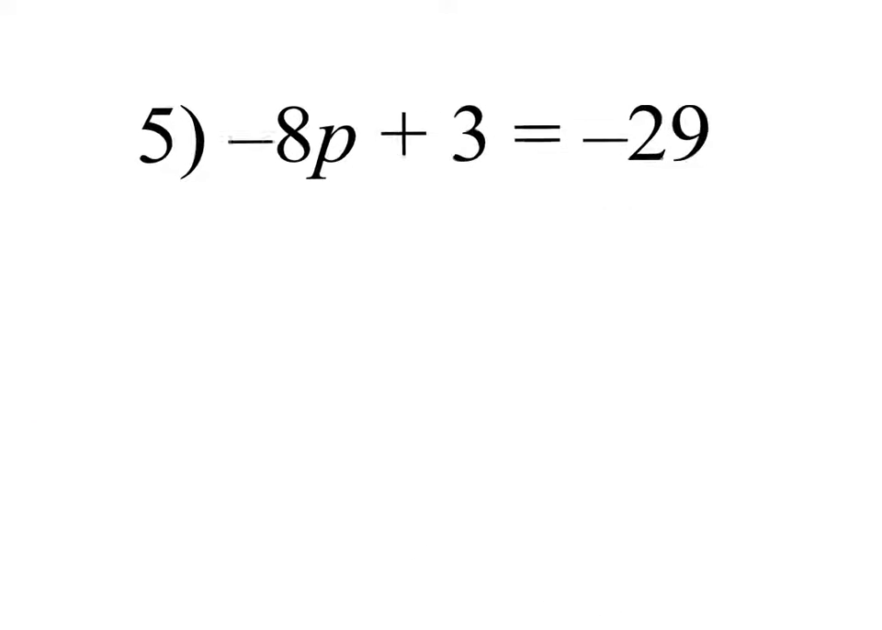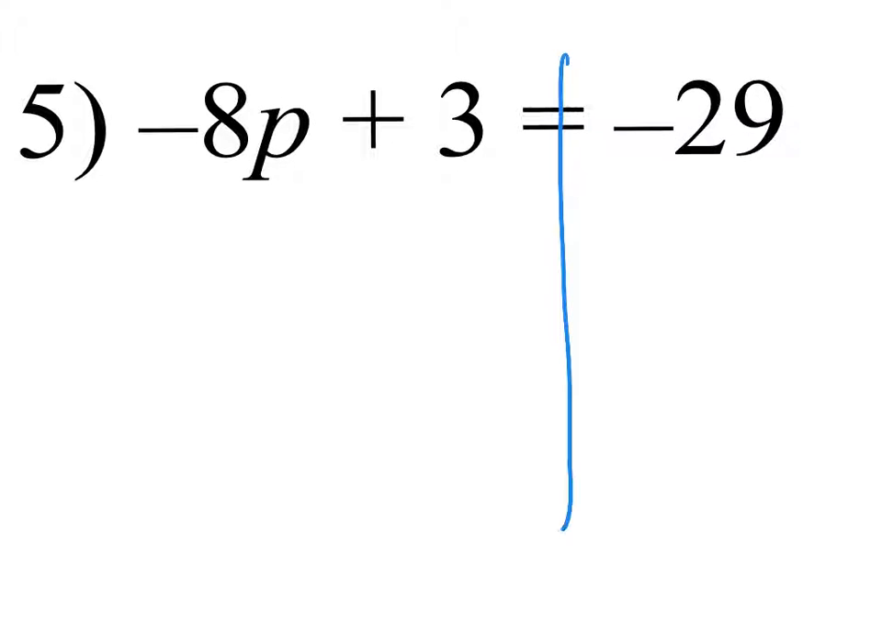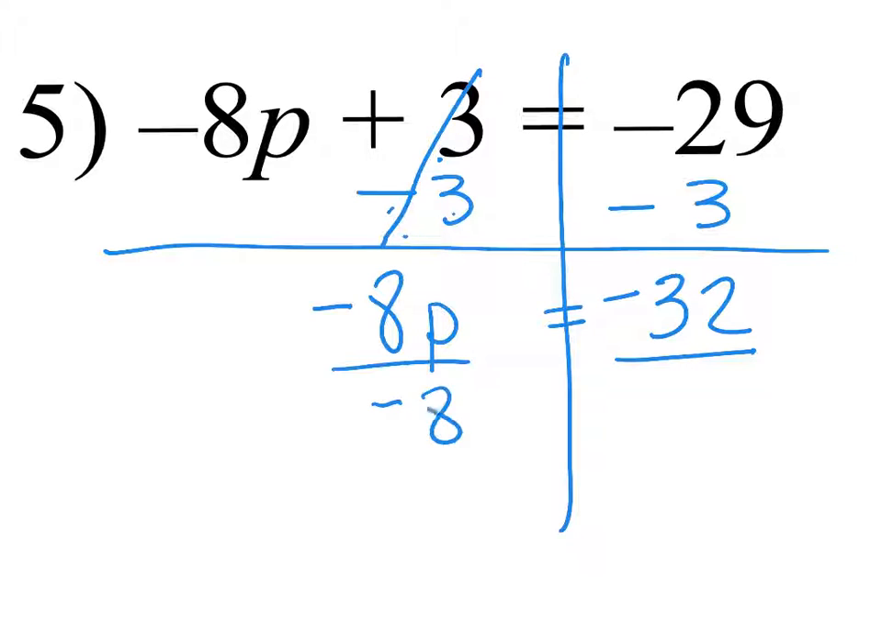Okay, number 5. What's our variable we're looking for? P. Okay, so we got to move everything away from P. What are we going to do first? Subtract 3. That's canceled. You know why I'm marking that out? Because plus 3 minus 3 zeroes out, right? So we have negative 8P over here. And negative 29 minus 3 is negative 32. Divide by 8.